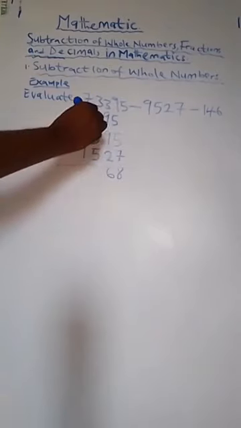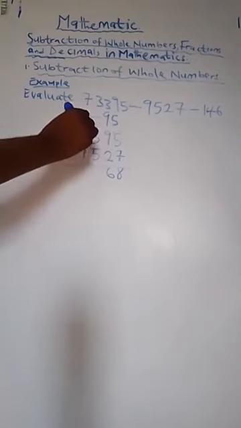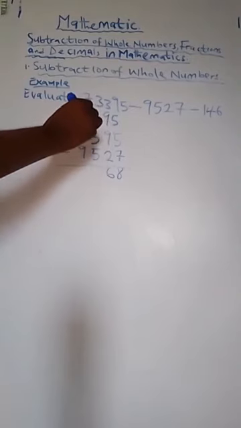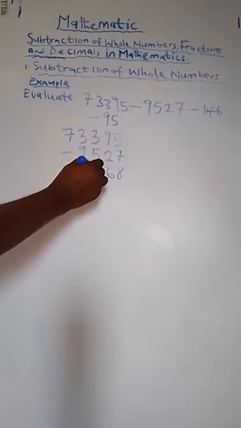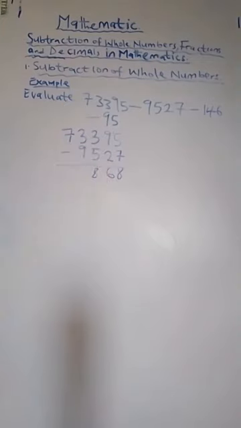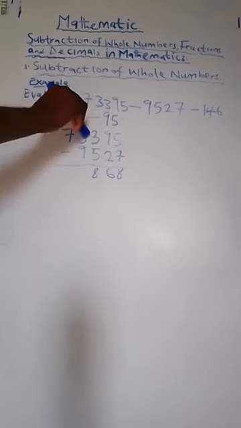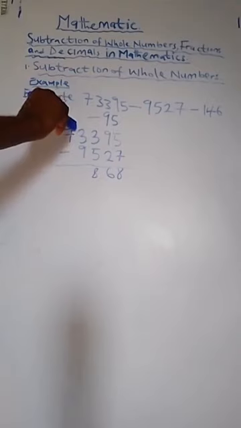6. This is 3. 3 minus 5 is not possible. I borrow 1 from here. This will become 13. 13 minus 5, that is 8. Right? So this place, I have 2 left because I borrowed 1 to this place.